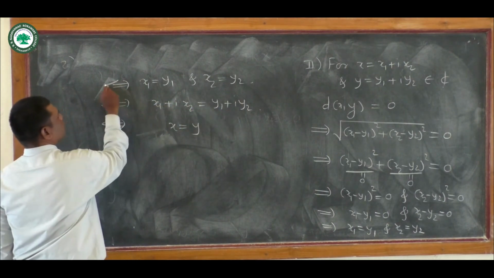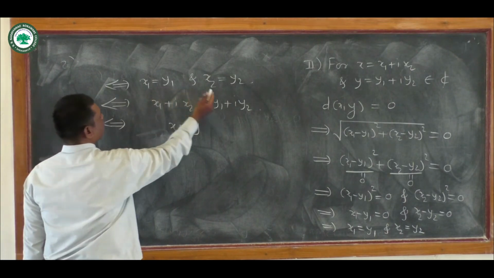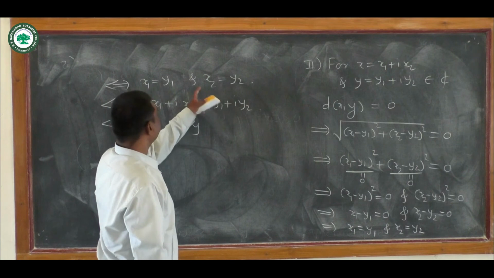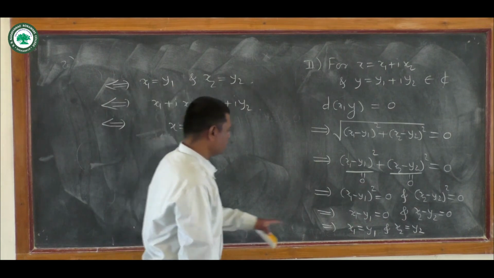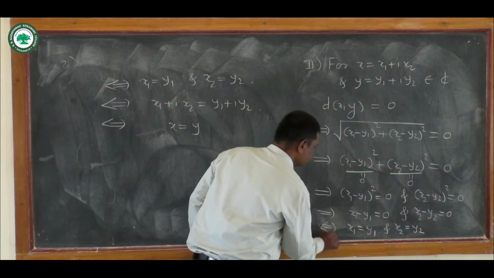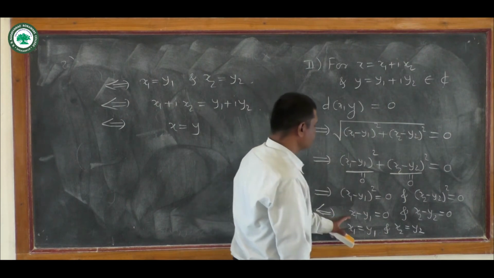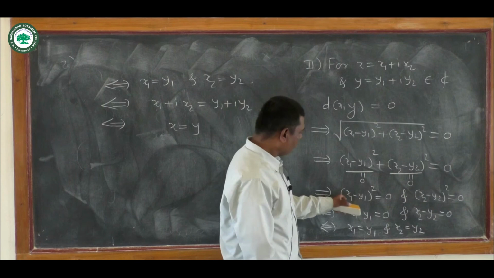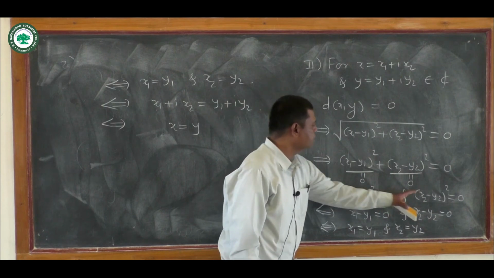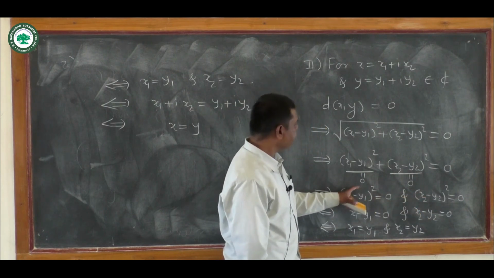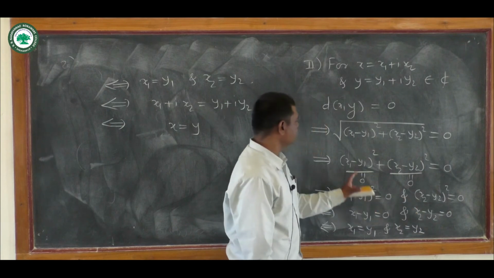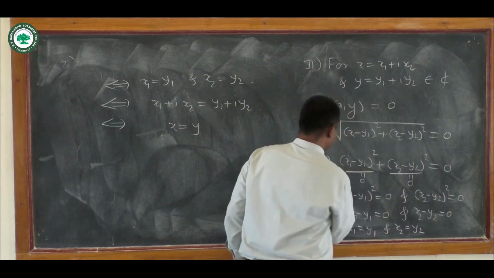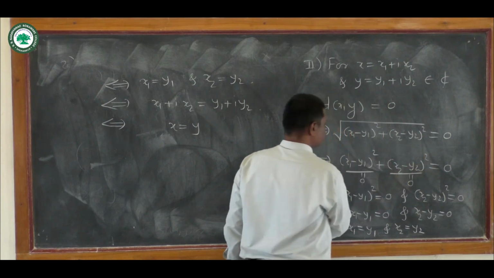Now from this we write x1 is equal to y1, because these two complex numbers are equal, so it means that their real and imaginary parts are equal. Therefore we write x1 minus y1 is equal to 0 and x2 minus y2 is equal to 0. Now on squaring on both sides and adding these two squares, we write (x1 minus y1) square plus (x2 minus y2) square is equal to 0.